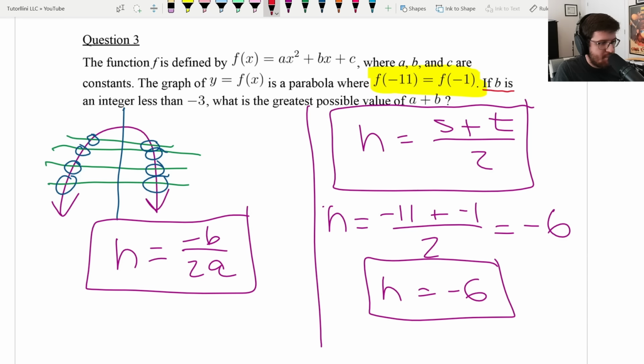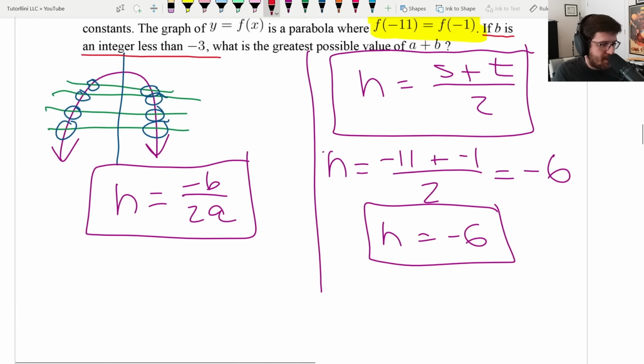So I am pretty sure that I want to get either a or b by itself, and then use the information we came up with about the negative 6, and see what we get. I think I want to get everything in terms of b, since they gave us information about b. So we're going to get a by itself.